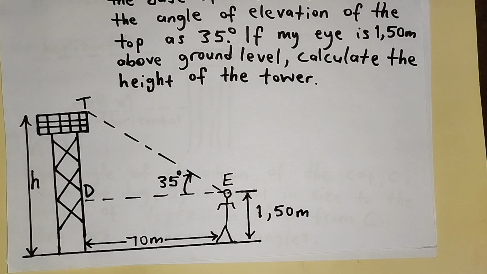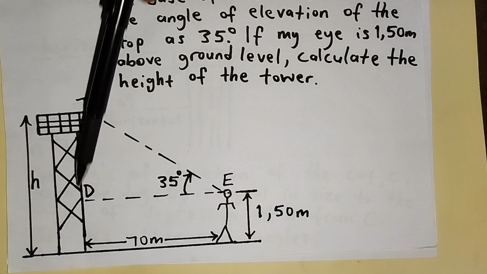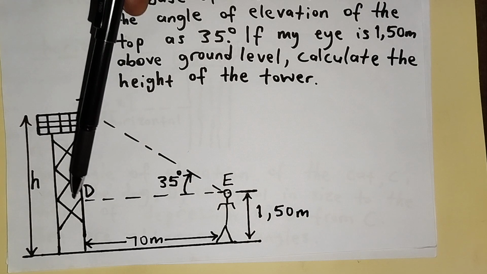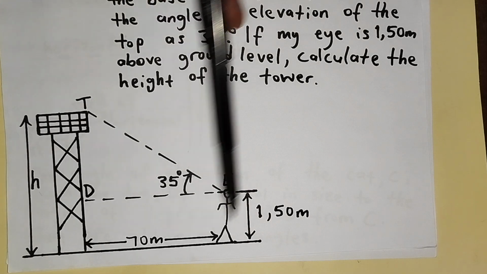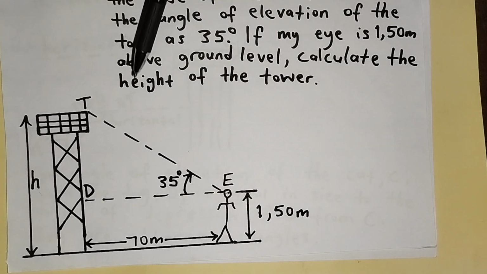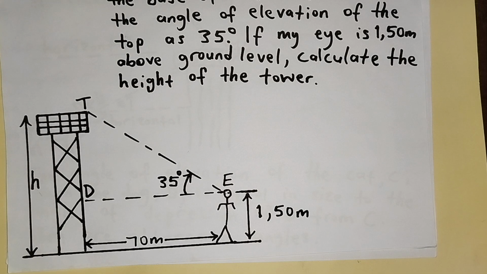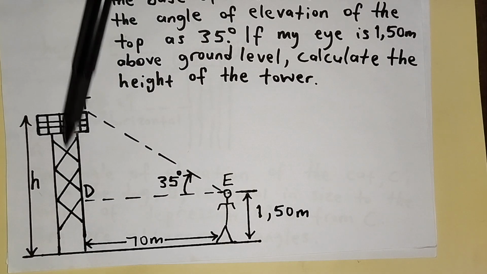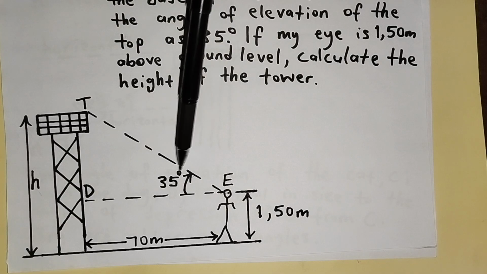So we want to find the height of the tower. For us to find the height of the tower, we must find this height TD using trigonometry. And then when you find this height TD, we are going to add this 1,50 meters from D to the ground. So we want to first of all find the height TD using trigonometry. As you can see, this one, triangle TDE, is a right-angled triangle with an acute angle of 35 degrees.